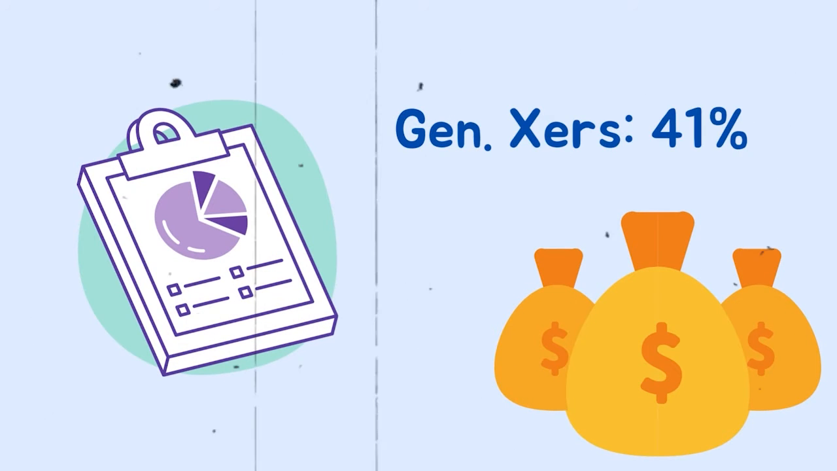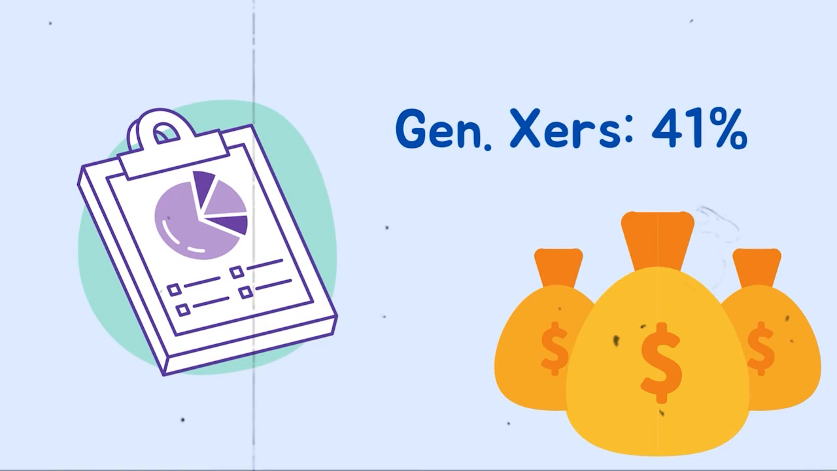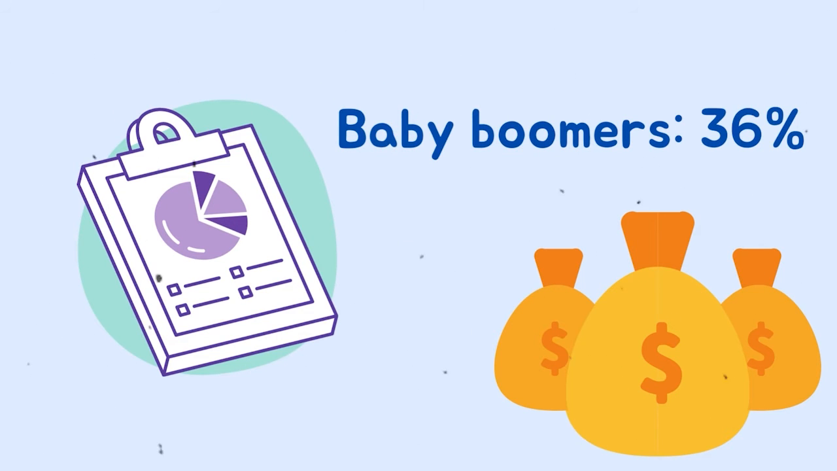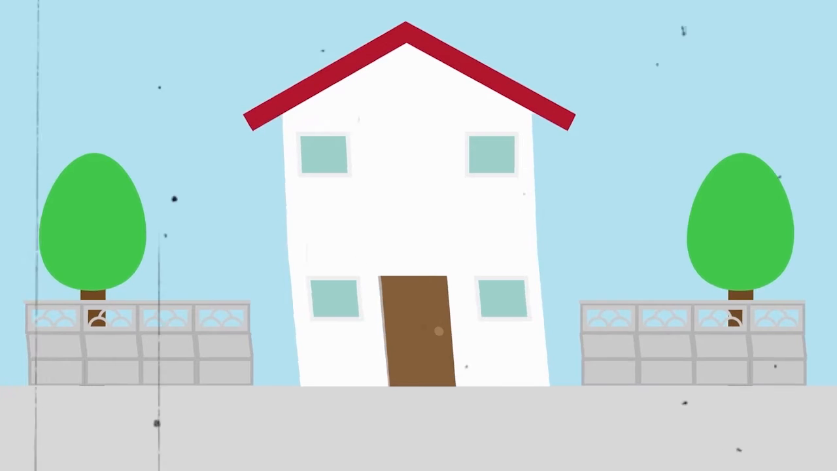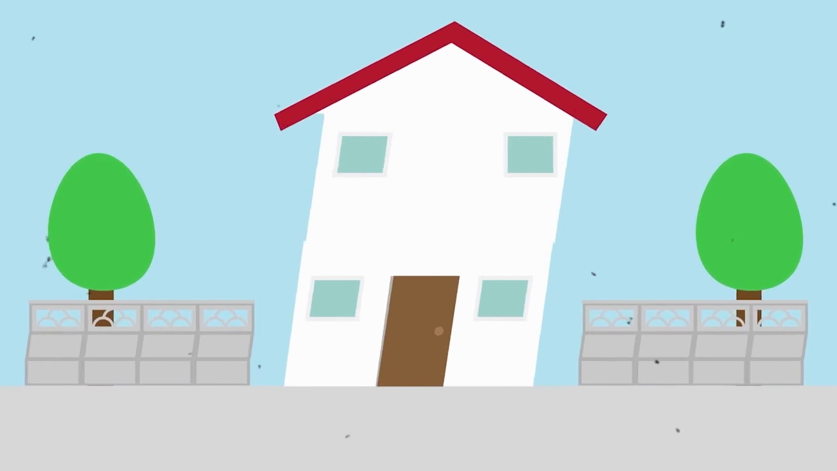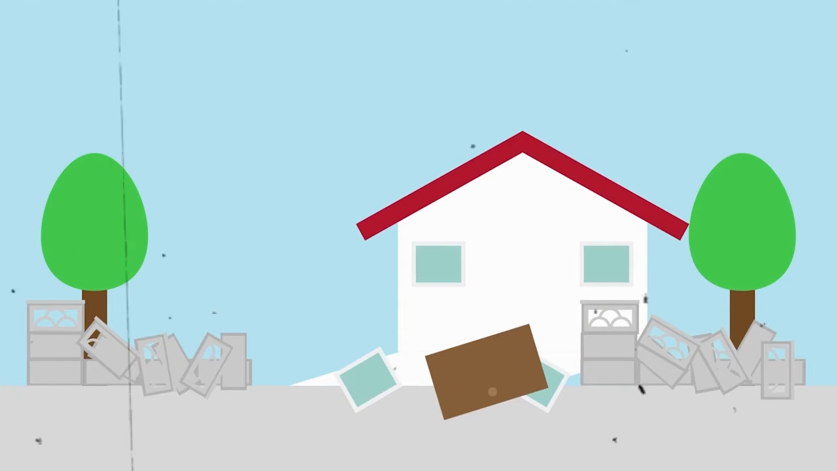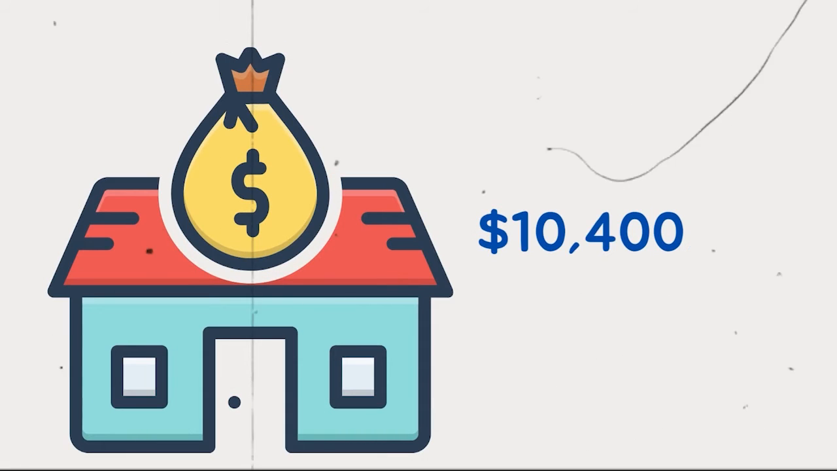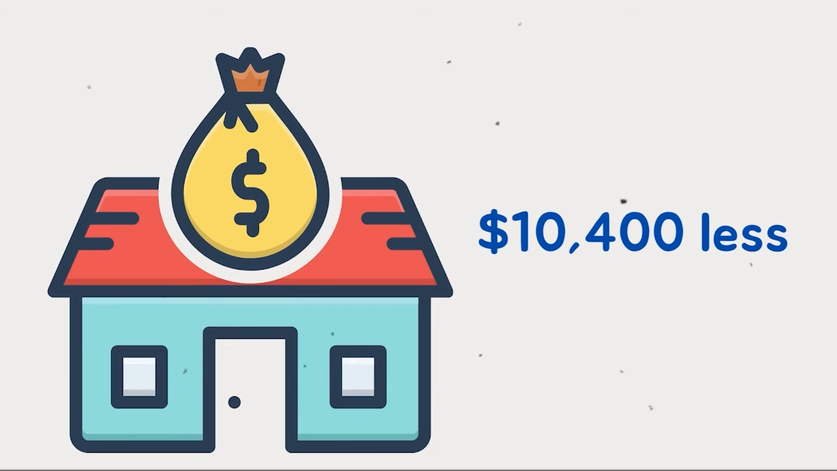According to the same study, Generation Xers spent 41% of their income on rent over an 8-year period, ages 22 to 30, whereas Baby Boomers spent 36%. When the housing market in the United States collapsed in 2008, many members of Generation X were in their 30s and 40s, delaying their plans to buy a home and forcing them to return to renting. Despite this, they paid $10,400 less in rent than similarly aged millennials.